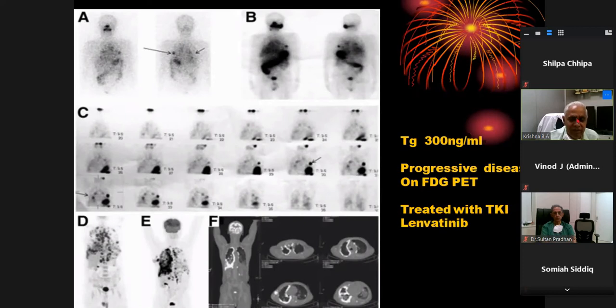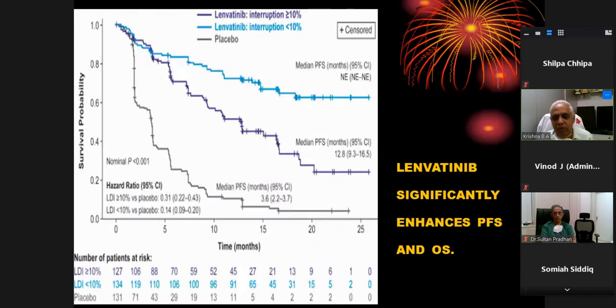Now this lenvatinib therapy has come in the last 5 years. Data has accumulated already, and what it is showing is there is significant enhancement in both progression-free survival and overall survival. And as you see in this graph, the lenvatinib group shows an excellent progression-free survival improvement compared to those who are not treated with lenvatinib in this syndrome concept.